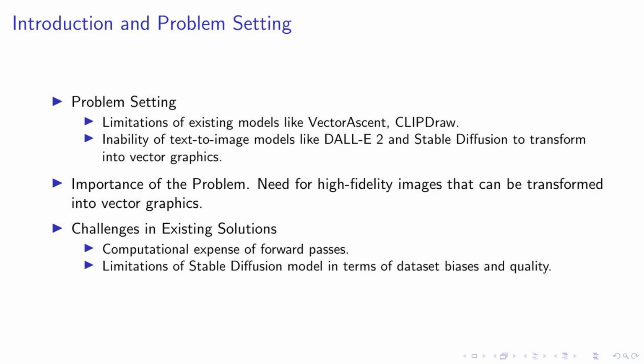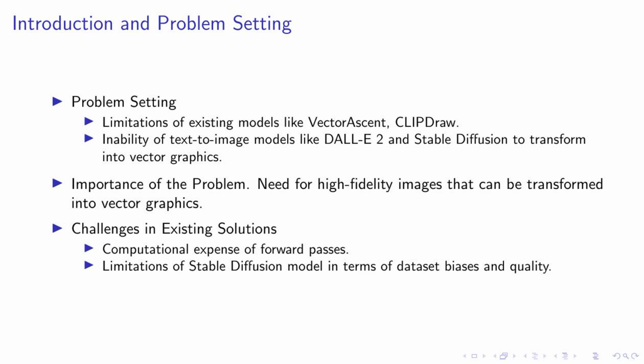We're addressing a significant problem in the field of generative models. Existing models like VectorAscent and CLIPDraw have made strides in guiding vector graphic generation, but they have their limitations. For instance, while text-to-image models such as DALL-E 2 and Stable Diffusion can produce high-fidelity images, they fall short when it comes to transforming these images into vector graphics. The importance of this problem cannot be overstated. The need for high-quality images that can be seamlessly transformed into vector graphics is paramount in advancing our field.